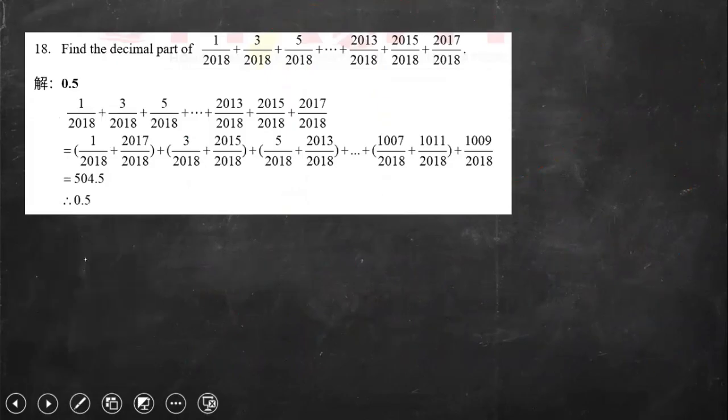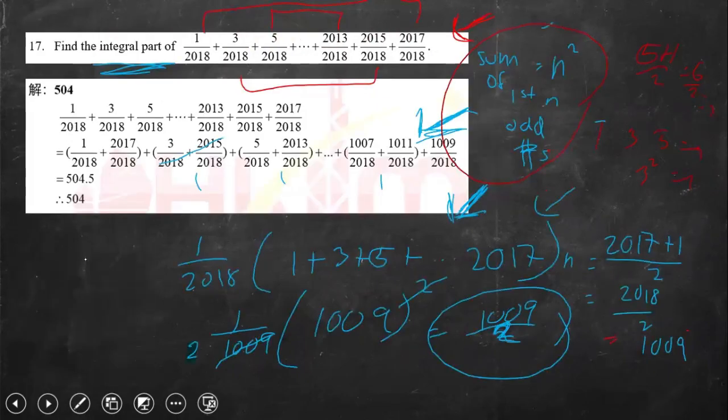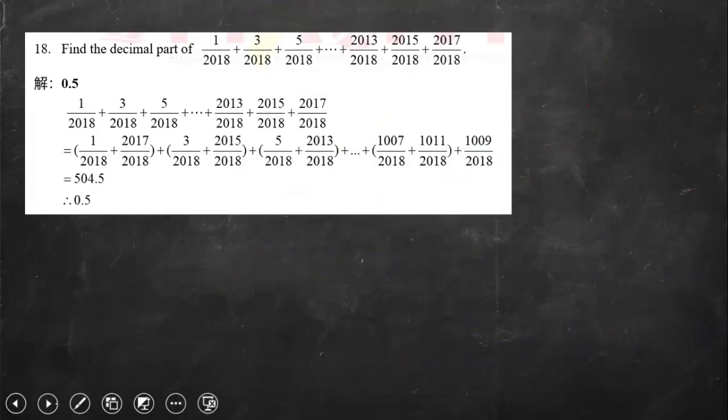Number 20, 18. Okay, so it's the same expression, but find the decimal part. Well, it's going to be 504. You already figured that out. It's going to be 0.5. Sorry. Next.